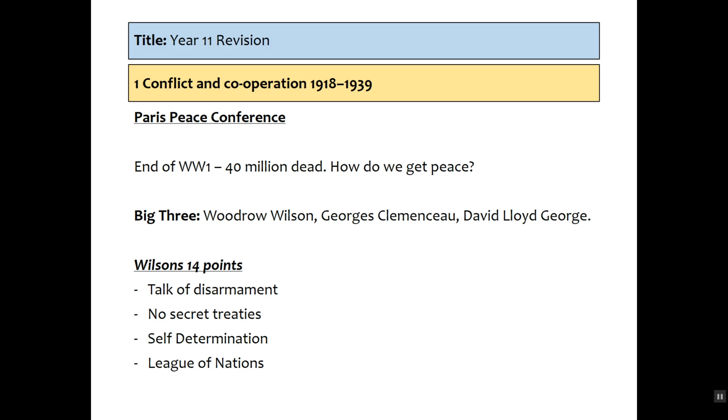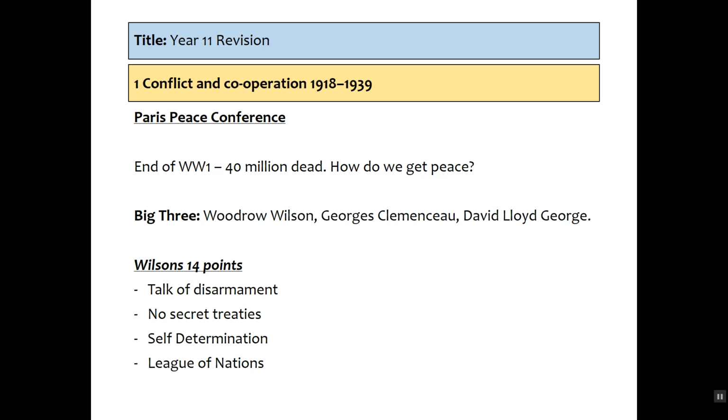Woodrow Wilson wants to instill his 14 points in the peace agreement. He talks of disarmament of Germany, he talks of no secret treaties, he believes in self-determination of each of the states, and he believes in setting up the League of Nations. His 14 points contain, strangely, 10 other points as well that you need to be aware of. He's kind of a leading figure, and he unfortunately does not get his way entirely.